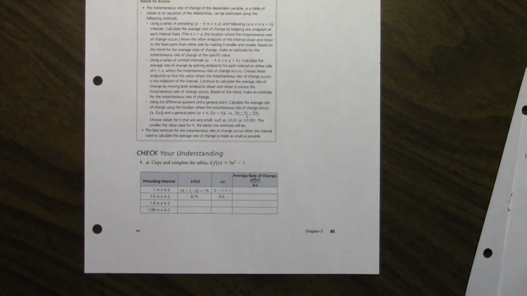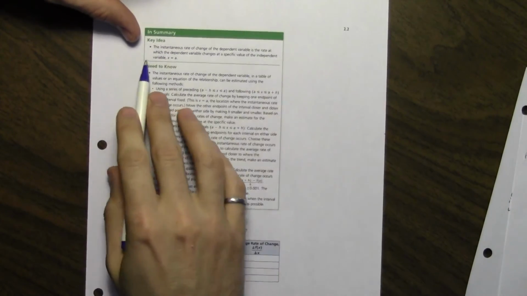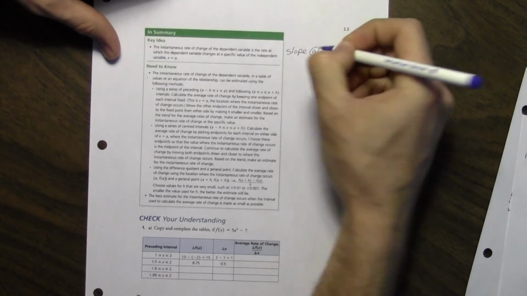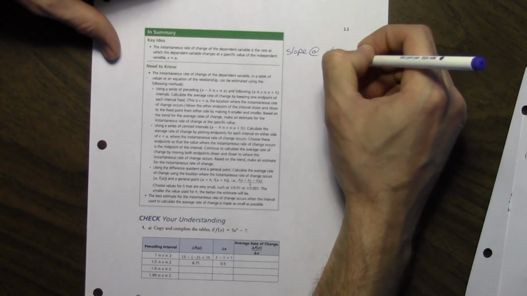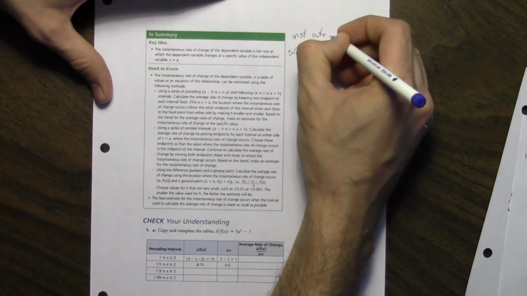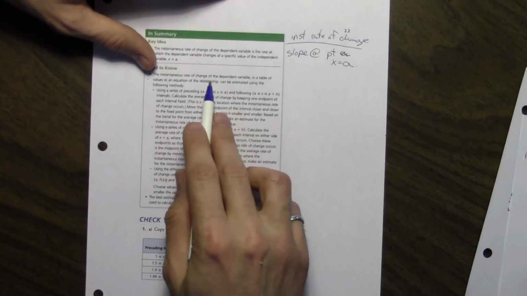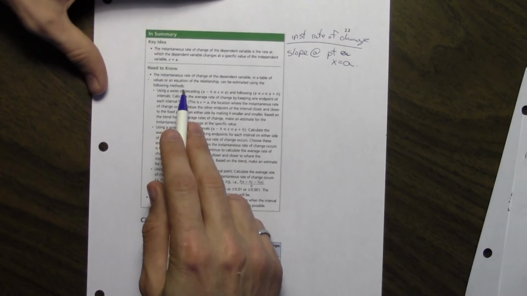So, in summary, it's a long one. The instantaneous rate of change of the dependent variable is the rate at which the dependent variable changes at a specific value of the independent variable. In other words, slope at point A. I'll say x equals A. The instantaneous rate of change of the dependent variable in a table of values or an equation of the relationship can be estimated using the following methods.